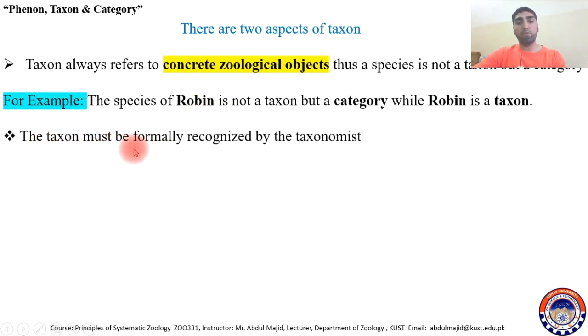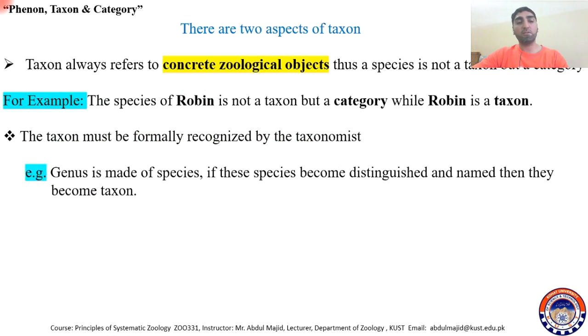The taxon must be formally recognized by the taxonomist. So keep in mind, it is very important that a taxon must be formally recognized by taxonomists properly. Unrecognized categories or objects are not taxa. For example, genus is made of species. So many species combine and make a genus, and many genera combine to make a family, and many families combine to make an order, and so on. So if these objects become distinguished in name, then they become a taxon.